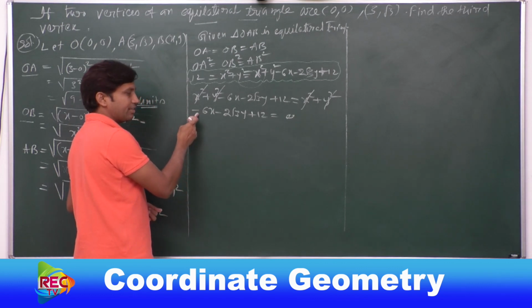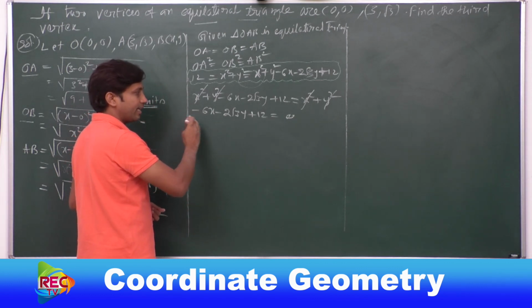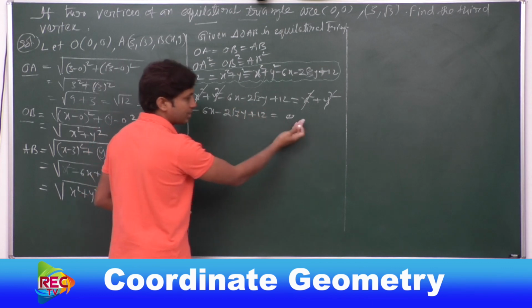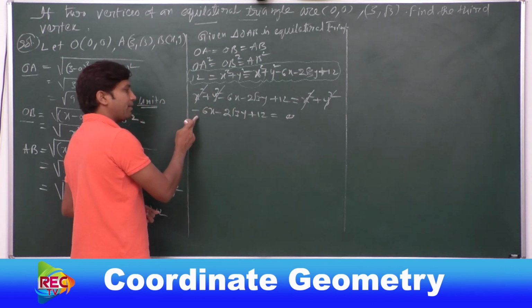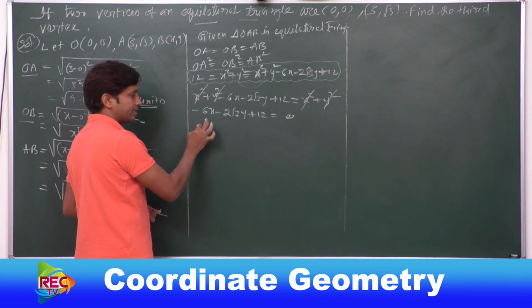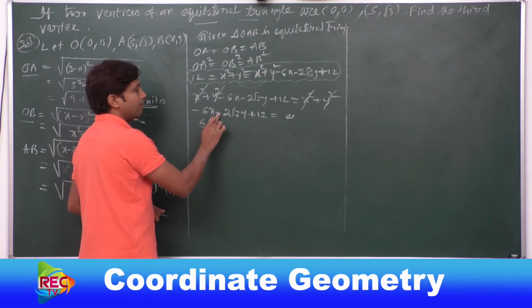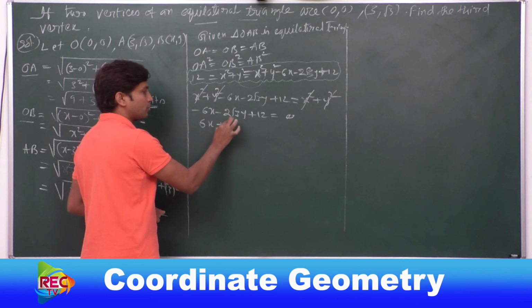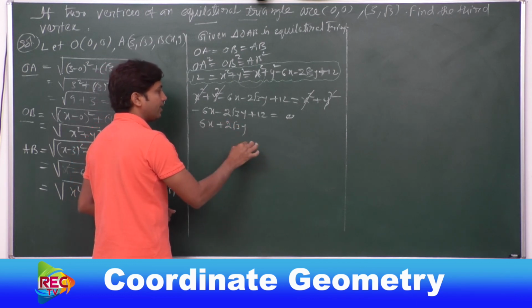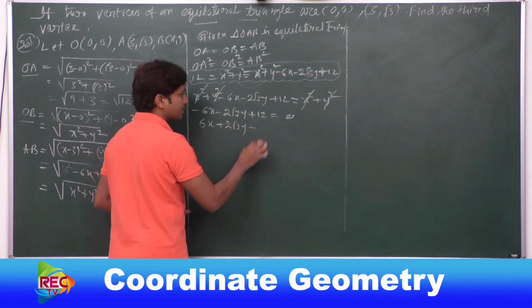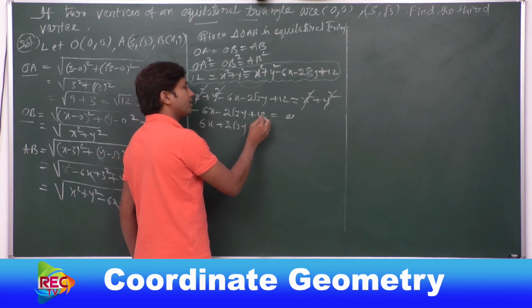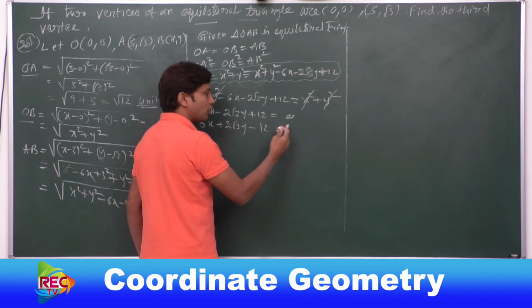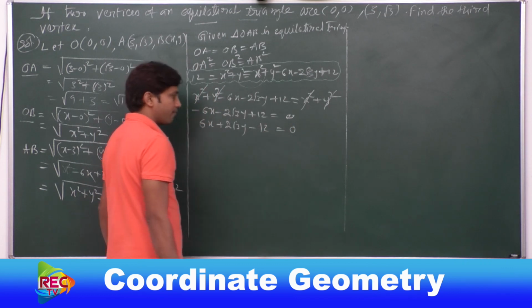So we got the negative sign on the x term. To remove that, let us multiply with a minus symbol on both sides of the equation. While multiplying with minus on this part, minus into 6x, minus 6x, that would be plus 6x. Minus into minus, that would be plus 2 root 3 y. Minus into plus will be minus 12. Equal to minus into 0, that would be 0 itself.